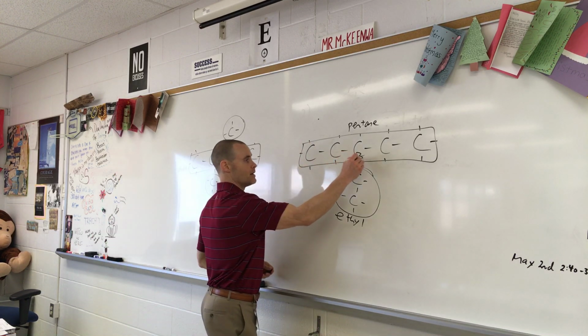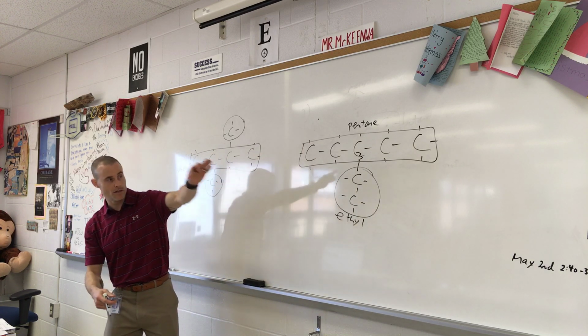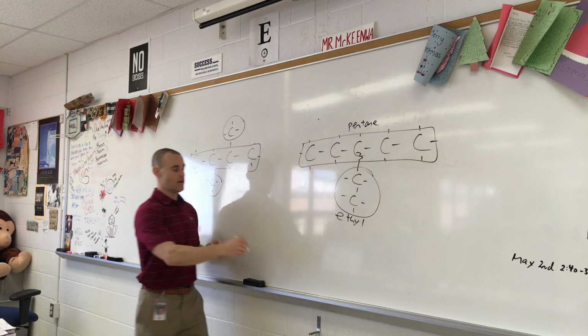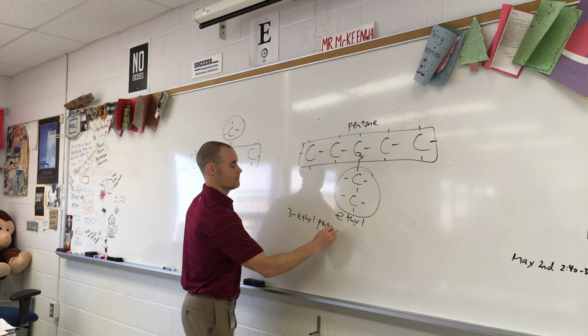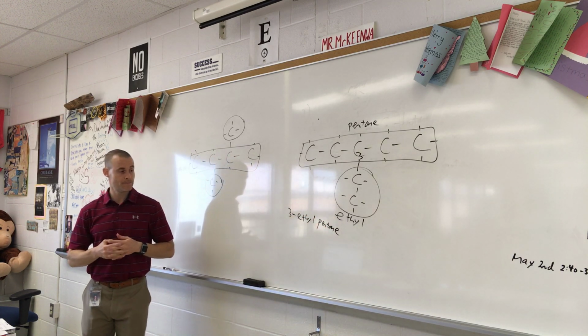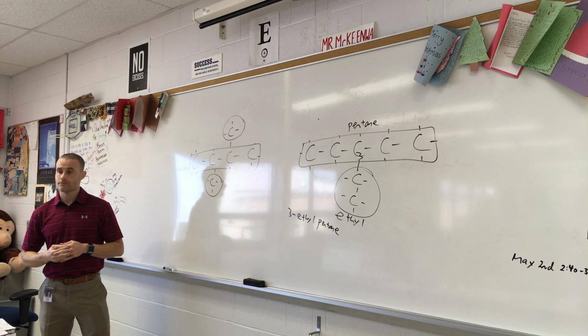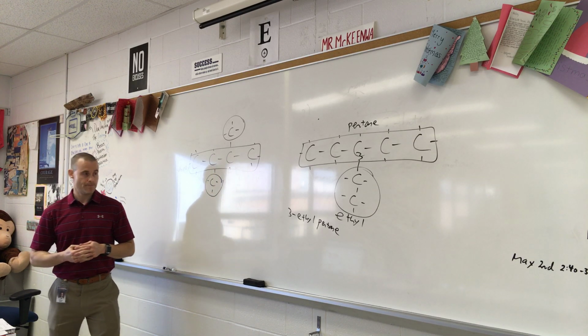Number it. It's got to be 3. Doesn't matter which way, right? 1, 2, 3 or 1, 2, 3. So now we put it together. This is 3-ethyl pentane. 3-ethyl pentane. How are they going to ask a question like this on the Regents? Like, name this structure? Yep.